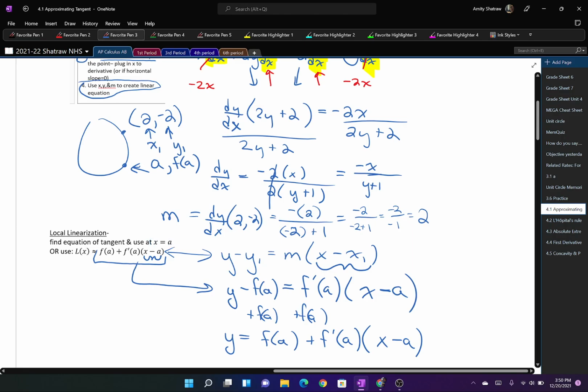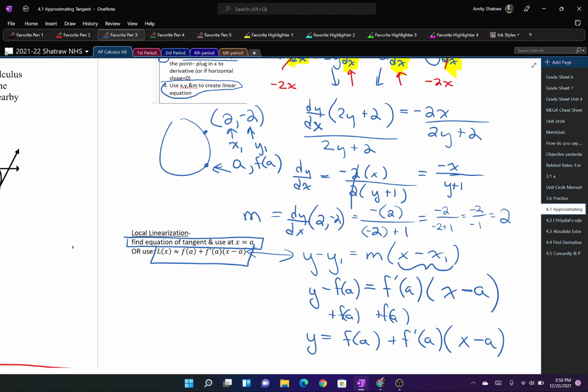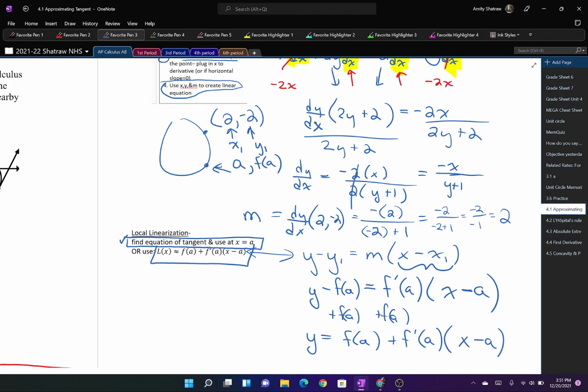And when Mr. Taylor says find the equation of the tangent and use it at x equals a, or if you can memorize this version of the formula, we are doing the same thing in both places. Okay, so now you know where my formula comes from. If you think you can memorize it, great. If not, then on the mega cheat sheet, use the notes: find the equation of the tangent and use it at x equals a.